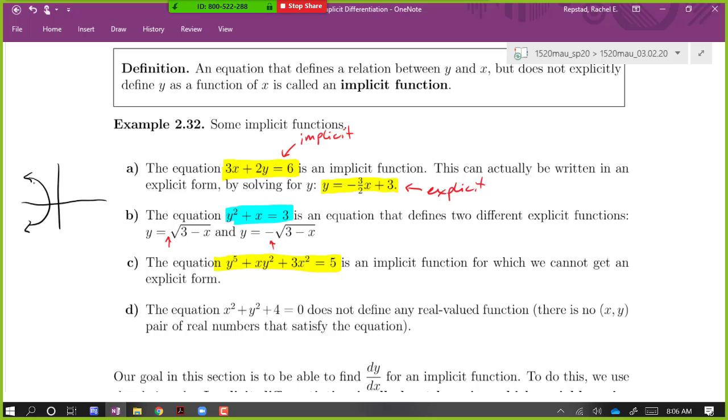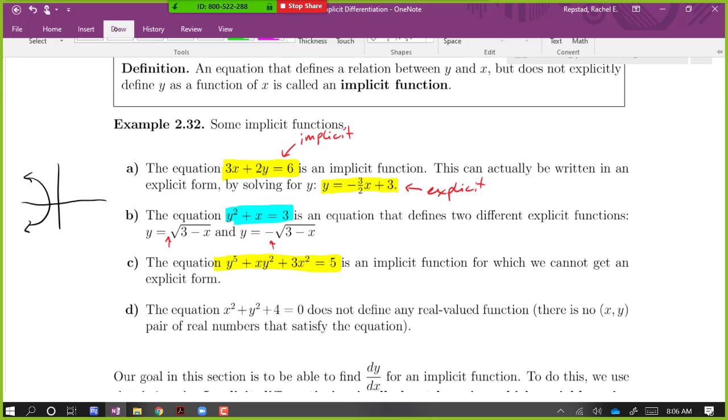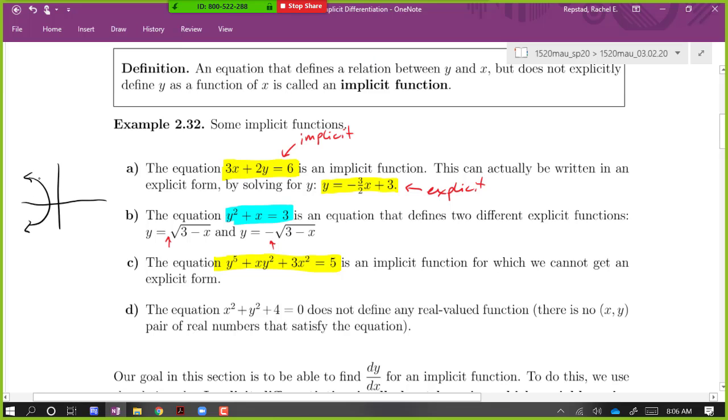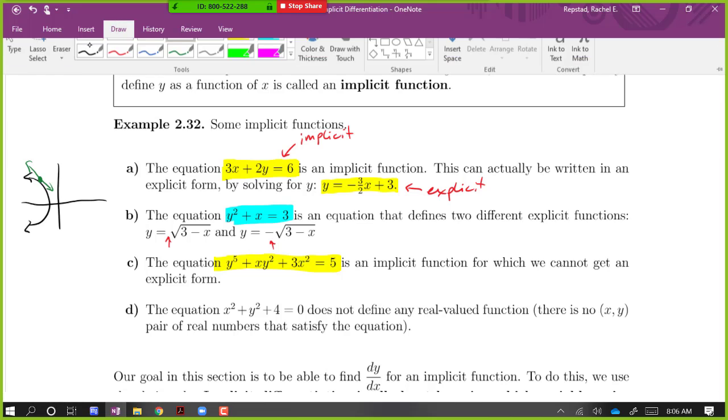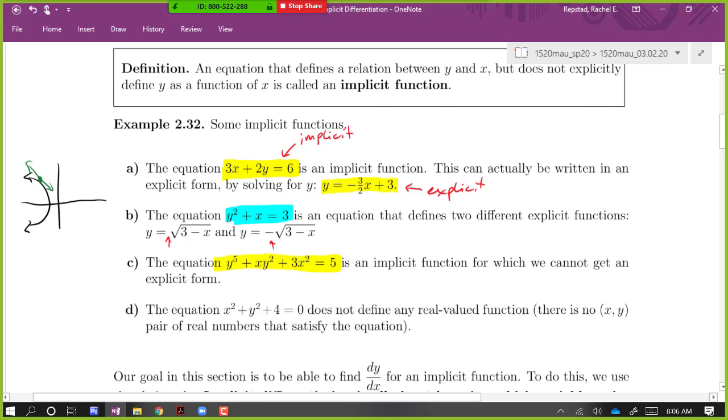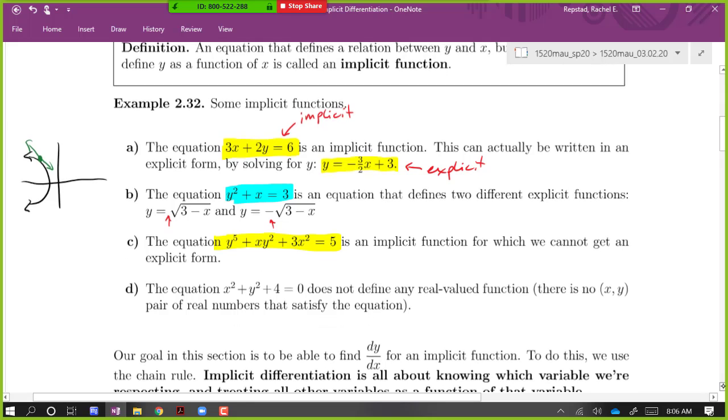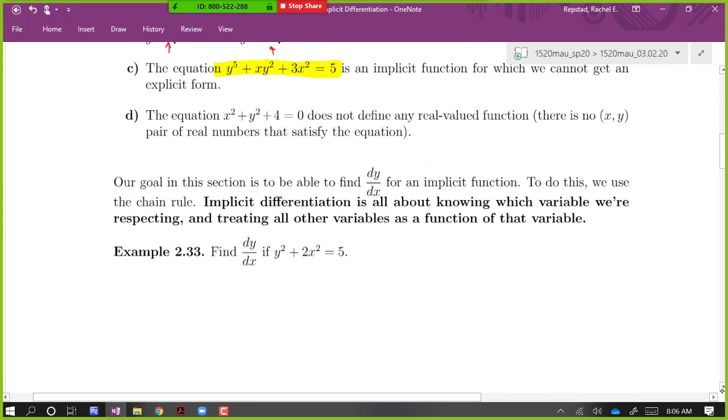However, in calculus, one of the central concepts and questions that we work with is how is this changing? What is the slope of a tangent line? Even though it doesn't define y explicitly as a function of x, I might still want to know, well, at this point right here, what's the slope of the tangent line? So we still have a reason for wanting to find dy/dx. And that's what we're going to focus on in this section. How do we take an equation that defines y implicitly as a function of x, or an implicit function, and how do we still find dy/dx? So we're going to start off with an example.